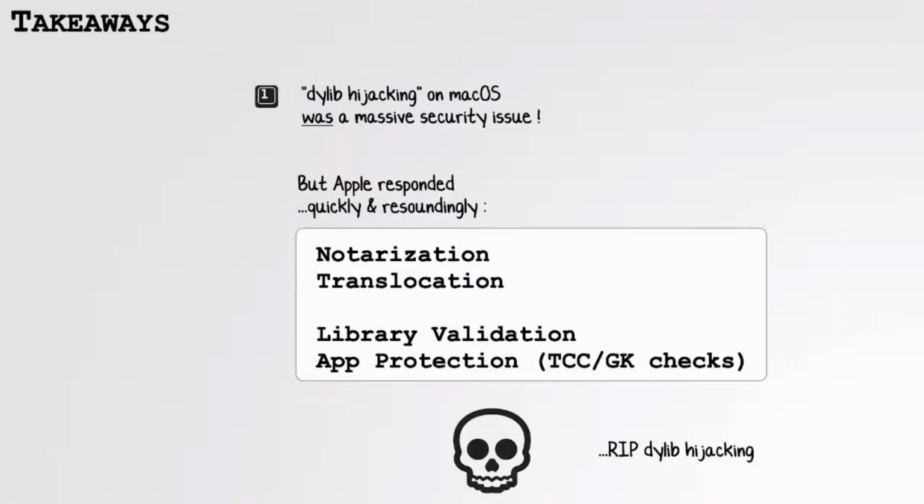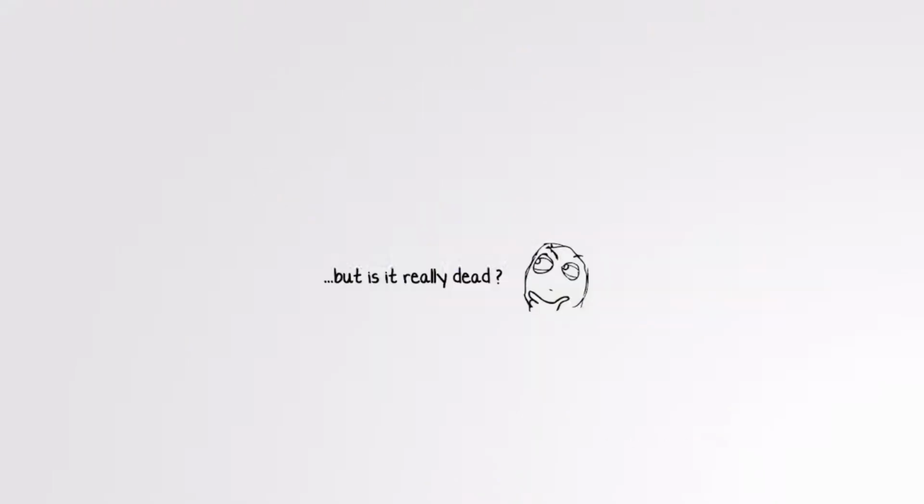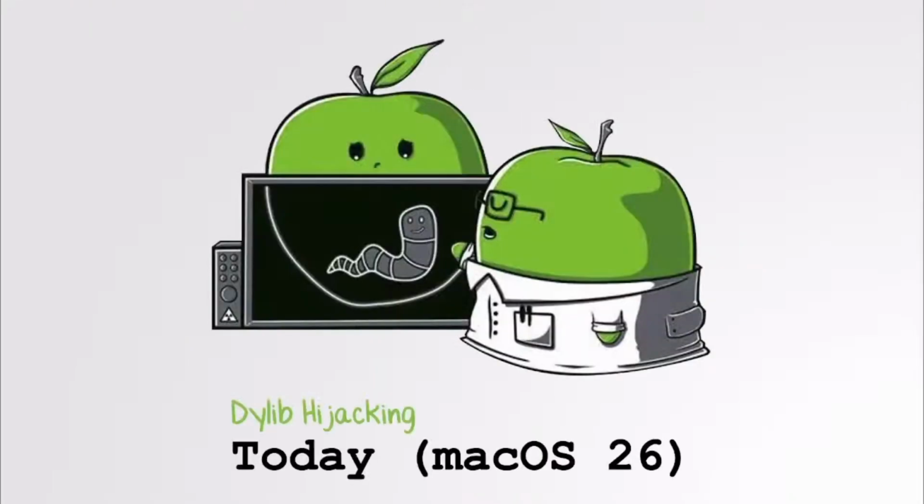So let's start wrapping this up. Key takeaways. Dylib hijacking on macOS was a massive security issue in 2015. You could do all sorts of things. But Apple, to their credit, responded quickly and resoundingly. They introduced notarization, translocation, library validation, and app protection, including TCC and Gatekeeper checks. So RIP to dylib hijacking, unfortunately. But is it really dead? Ta-da. No, of course not.